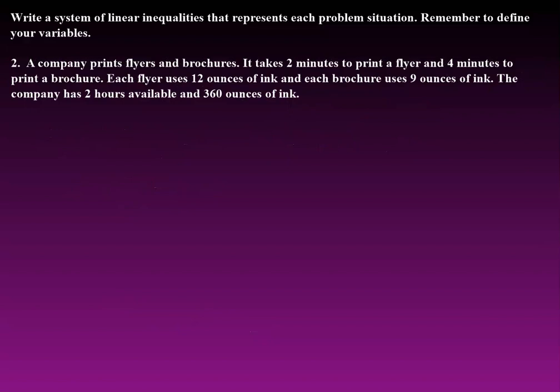Number 2. A company prints flyers and brochures. It takes 2 minutes to print a flyer and 4 minutes to print a brochure. Each flyer uses 12 ounces of ink, and each brochure uses 9 ounces of ink. The company has 2 hours available and 360 ounces of ink. So what I'd like you to do right now is try this one on your own. Make sure you define your variables and then write your two inequalities. One's going to go for ounces and one is going to go for time. So go ahead and do that now.